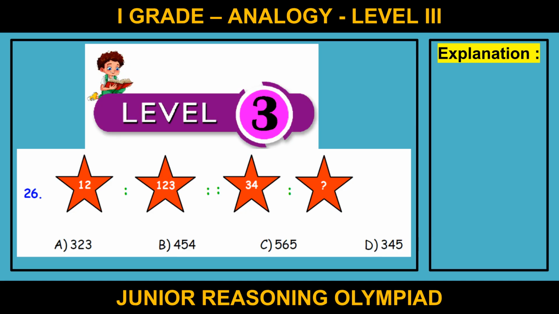12 becomes 123. What happened? We added the next number after 2. After 2 comes 3. So 12 becomes 123. Now let's do the same for 34. After 4 comes 5. So 34 becomes 345. Let's check the options. Option A, 323. Option B, 454. Option C, 565. Option D, 345. The correct answer is option D, 345.